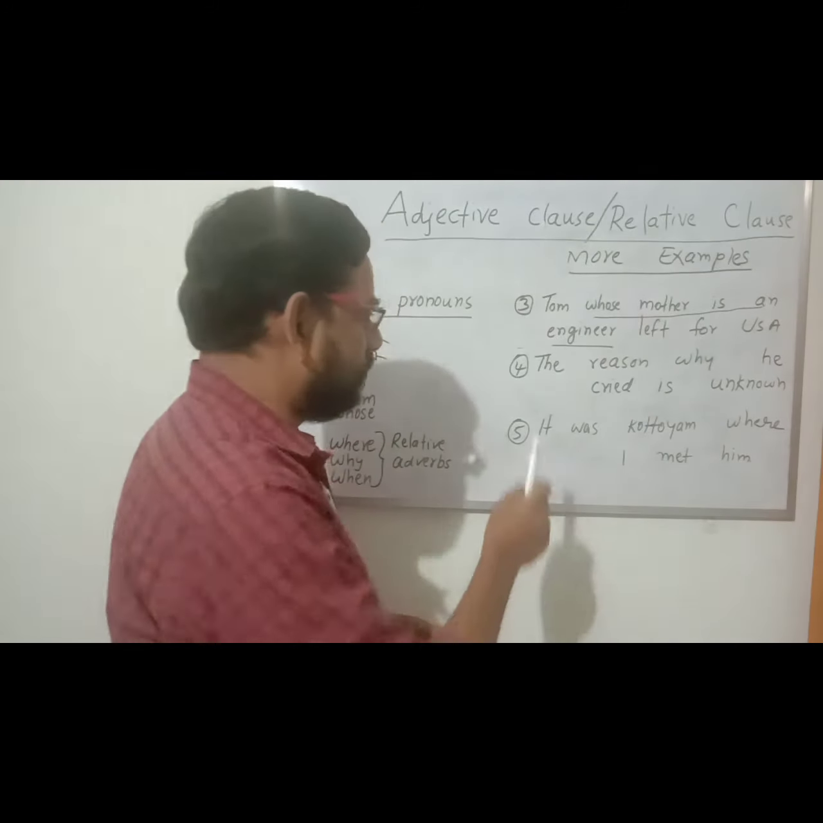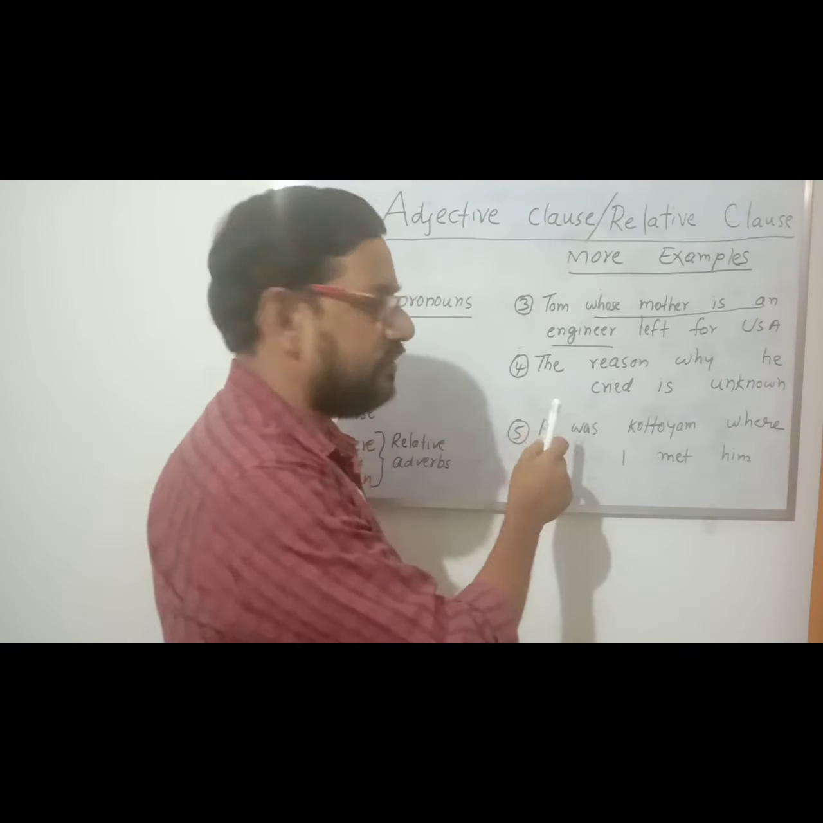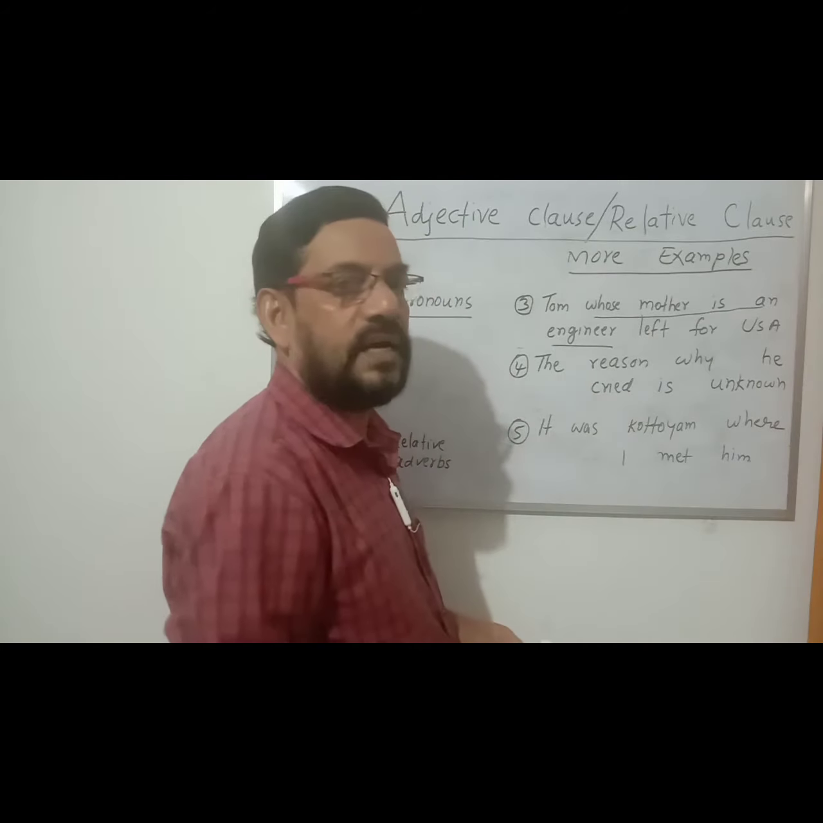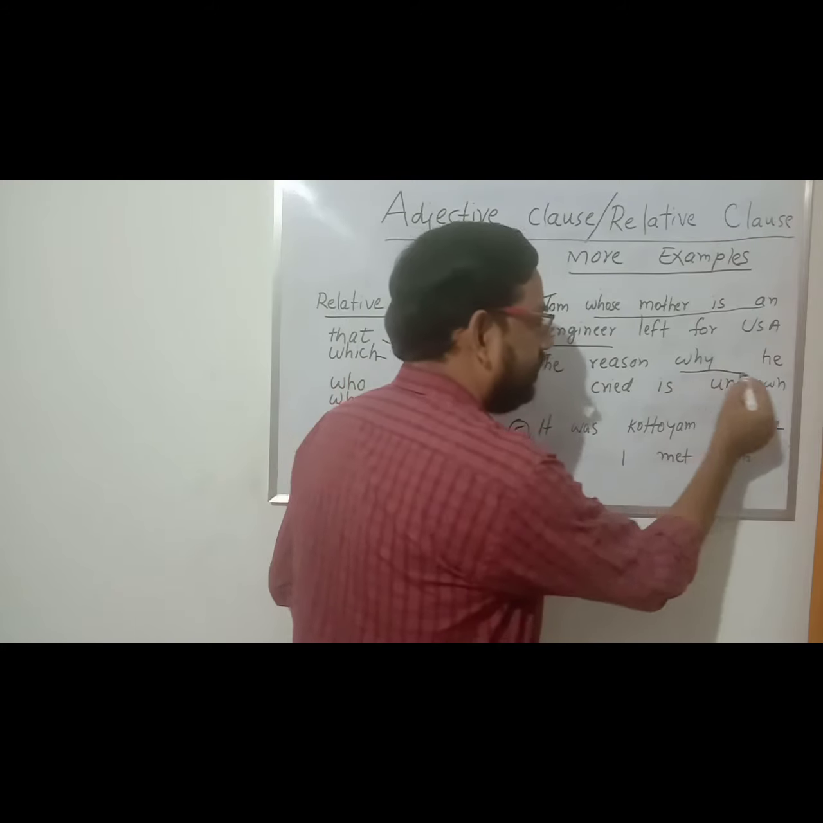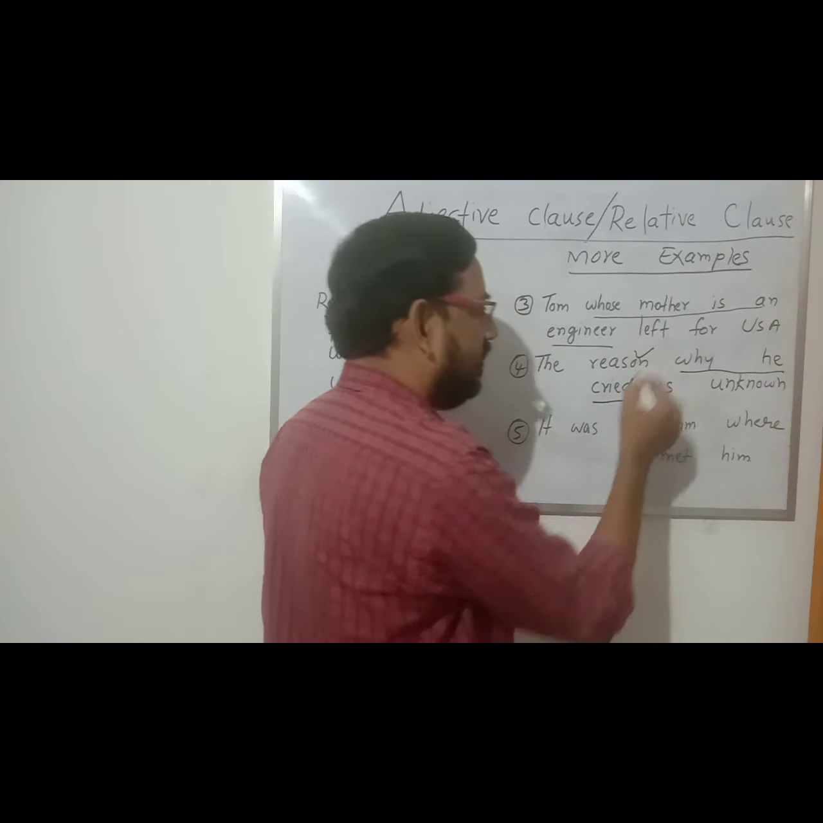Okay, now move on to the next example. The reason why he cried is unknown. The reason why he cried. The reason is a noun form.